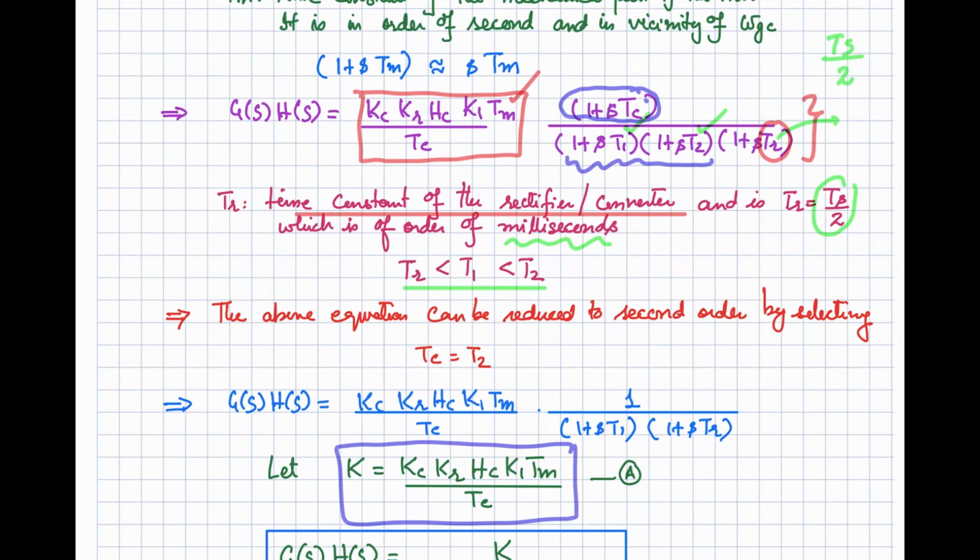In the next video we will see how we can further approximate it with the first order system, and how we can model the voltage loop for your DC motor drives.